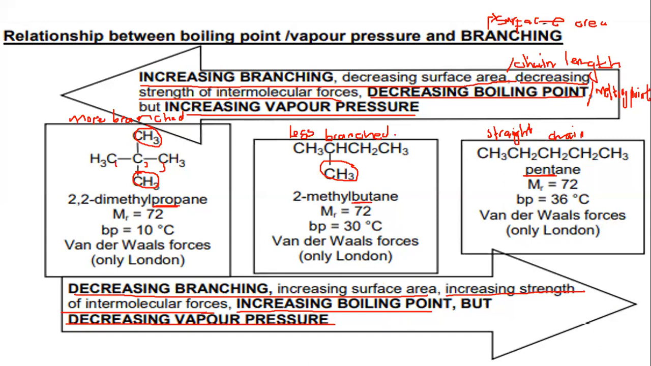Again, when we are asked to actually look at why the boiling points are different, it is actually because of this surface area or the chain length and not because of the types of intermolecular forces. Why? Because they all have the same type of intermolecular forces. They belong to the same homologous series. Right.